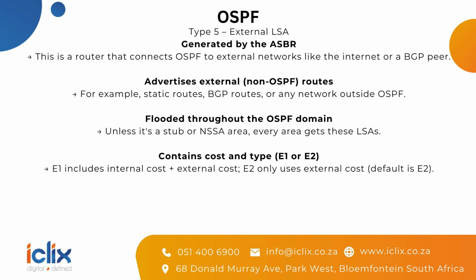Type 5, External LSA. Generated by the ASBR. This is a router that connects OSPF to external networks like the Internet or a BGP peer. Advertises external, non-OSPF, routes. For example, static routes, BGP routes, or any network outside OSPF. Flooded throughout the OSPF domain. Unless it's a stub or NSSA area, every area gets these LSAs. Contains cost and type, E1 or E2. E1 includes internal cost plus external cost, E2 only uses external cost, default is E2.